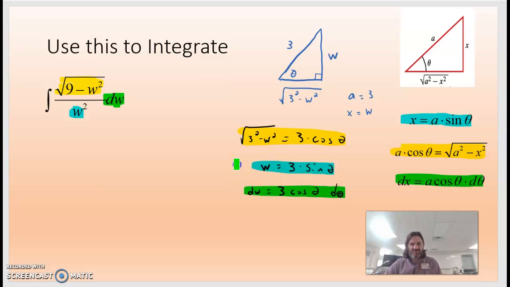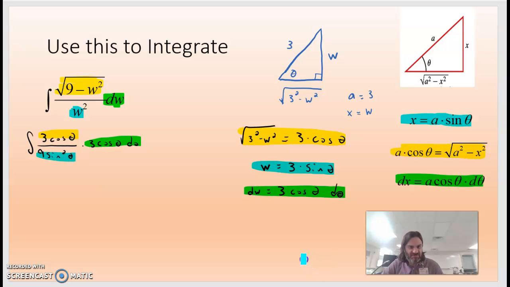So what we have, we'll have the integration of 3 cosine on top over w squared, and w was 3 sine, so that'll be 9 sine squared, and dw is 3 cosine theta d theta. So let's go back to our color coding here and make sure you see where everything came from. Okay, so all these replacements.